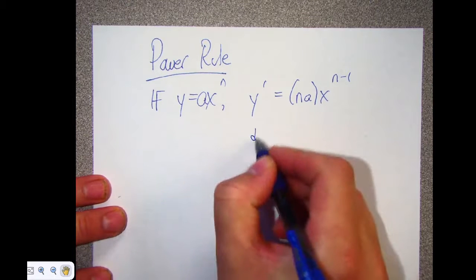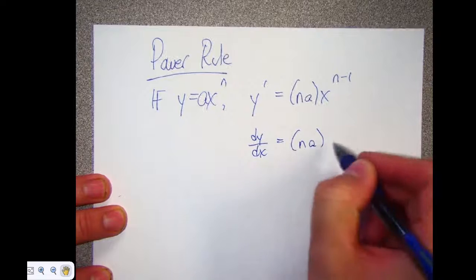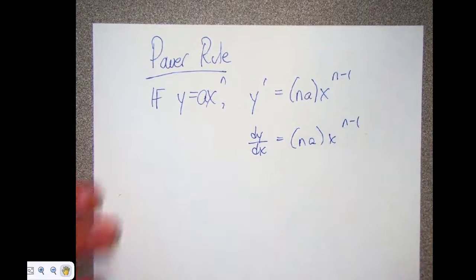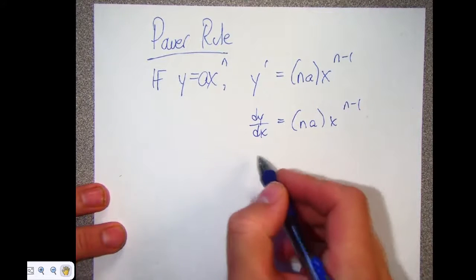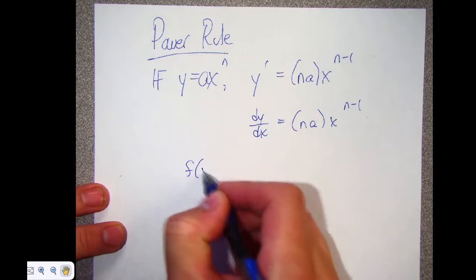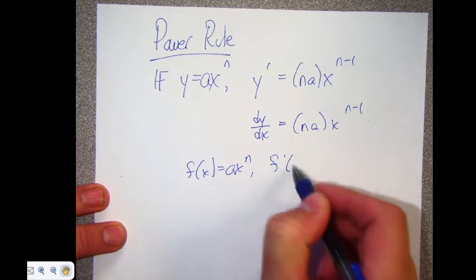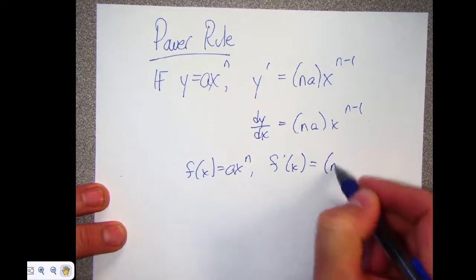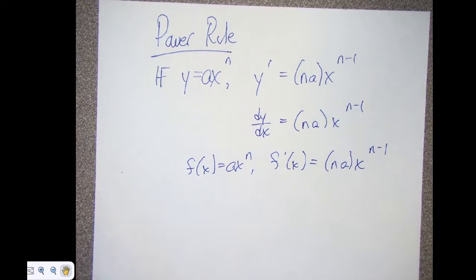I could also write it as dy over dx equals the same thing. I'm just showing you different ways it can be notated. Or if f of x equals ax to the n, then f prime of x equals, again, the same rule, just written different ways.